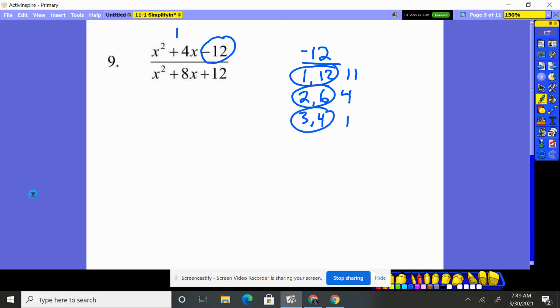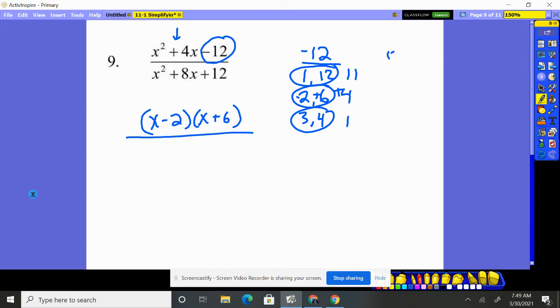We need a difference of, it says, positive 4. So we want that 4 to be positive. That means we gained more than we lost. So I'll put a positive on the 6 and negative on the 2. So I have x minus 2 times x plus 6 on top over, well, what is the bottom?